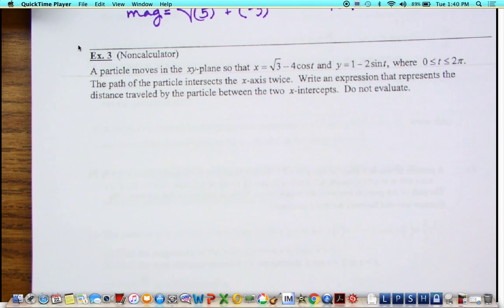Ultimately, we're being asked to calculate a what? A distance, right? A distance traveled. So I'm going to have to do what in order to do that? I'm going to have to integrate, right? Because that's how I get my distance traveled. But I need to integrate where? Between the two x-intercepts. So you have to find when y equals 0. That's how you find your x-intercepts, and those are going to be my limits of integration, right?